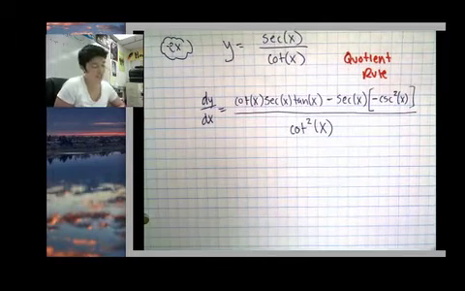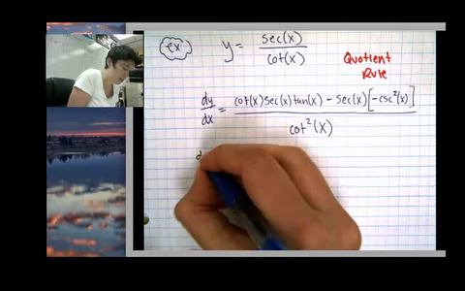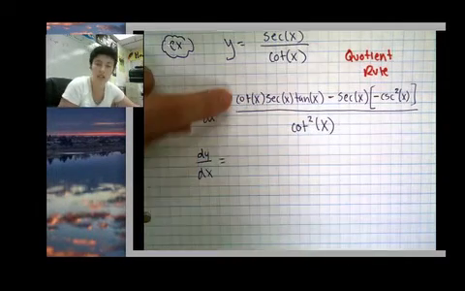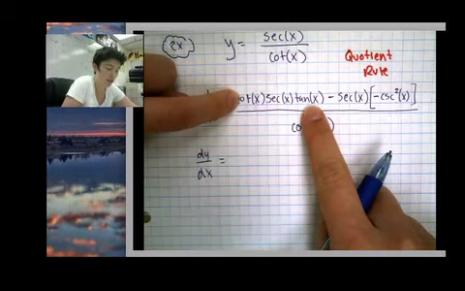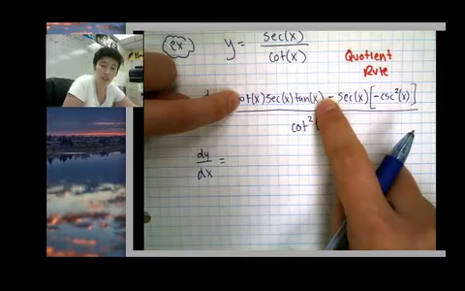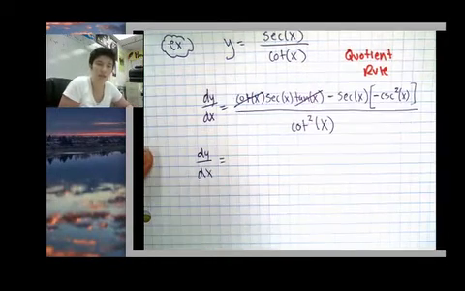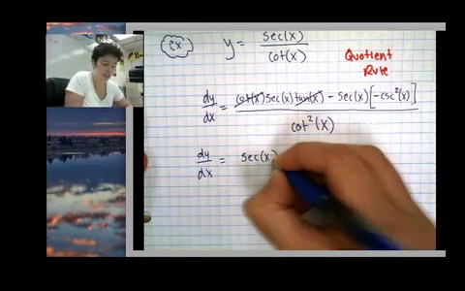It's technically done. This could be your answer, but I'm going to clean it up because things are totally going to cancel. Cotangent and tangent are opposites. Cotangent is cosine over sine, and tangent is sine over cosine. So technically, those are going to cancel. So that's kind of nice. So I have secant of x. They cancel.